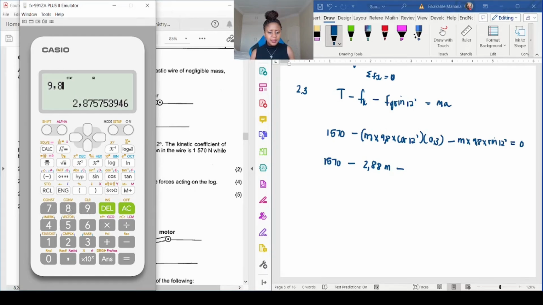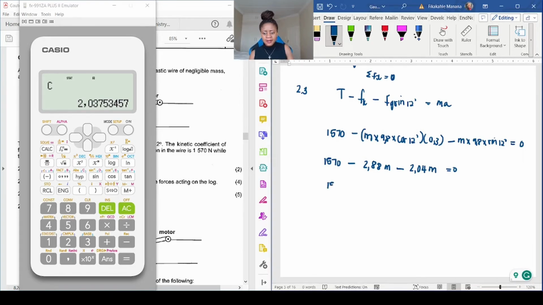Then we have 9.8 multiplied by sine 12 degrees, and that is 2.04 m. I'm going to store that as C. So A is what I stored the first one as, and C the second one. All right, and that is equal to 0. So I'm going to take both of these to the other side.